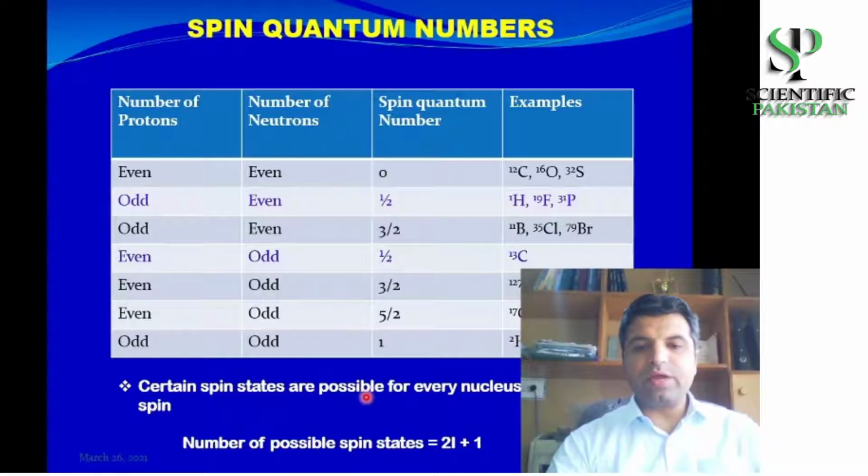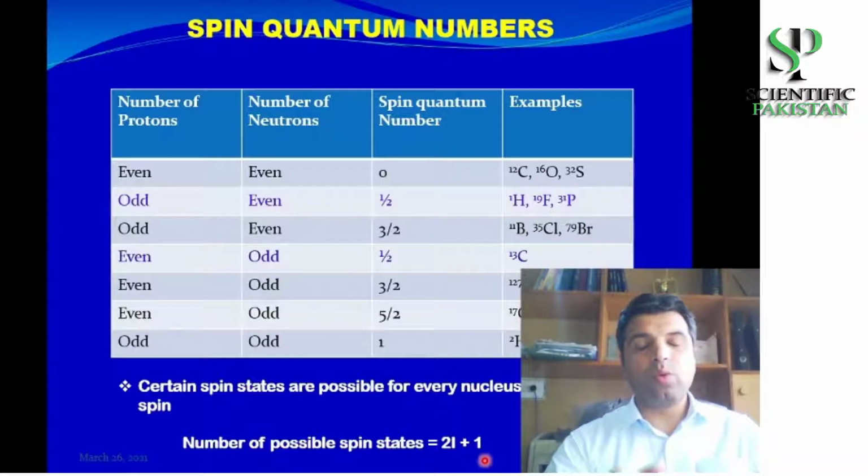So a nucleus that has some spin quantum number has certain spin states associated with it as well. The spin states can be calculated from this equation, that is 2I plus 1, where I is the spin quantum number. So if the spin is half, 2 into half plus 1 is equal to 2. So for both proton and carbon 13 having spin half, 2 spin states are possible.